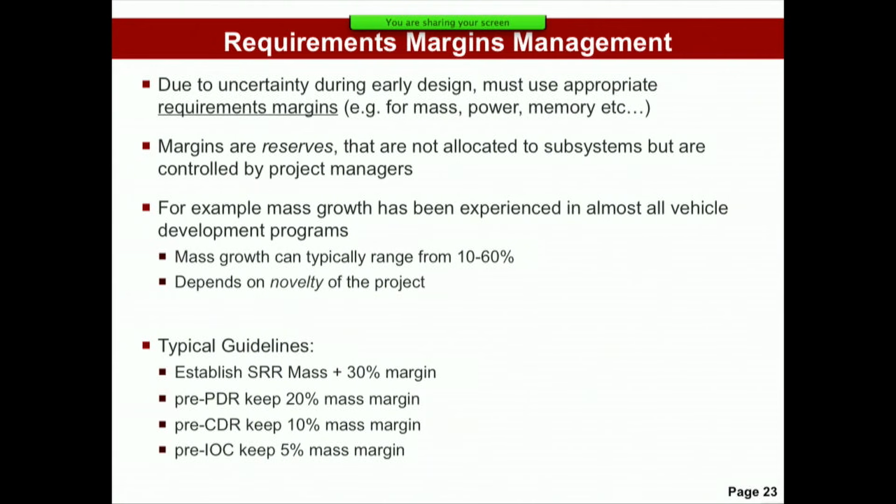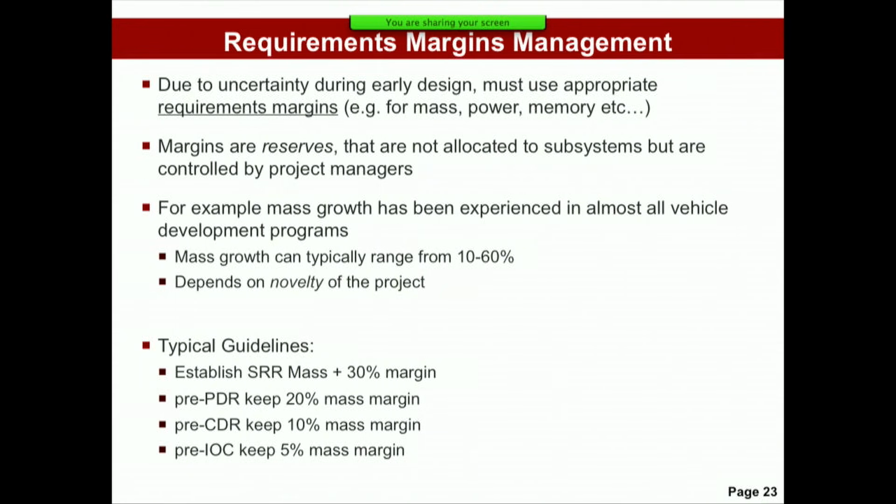And then by being more stringent, you build some reserve into the system to handle unexpected things. So I'll just give you the example with mass growth. This is very typical in aerospace vehicles. Mass growth can range between, here, 10 to 60%. I'll show you some examples. And a lot of it depends on the novelty of the project.